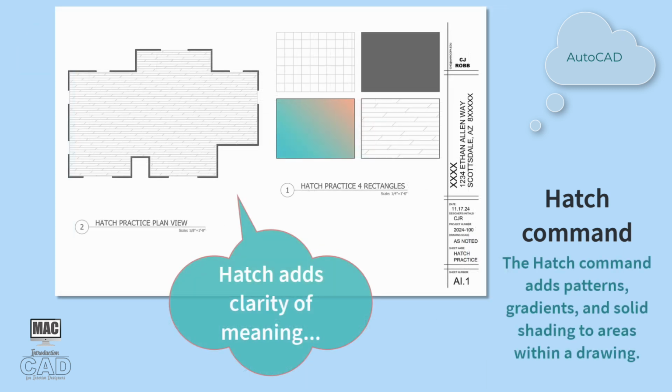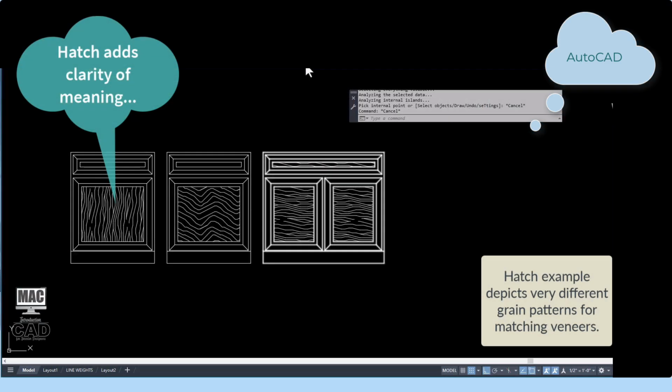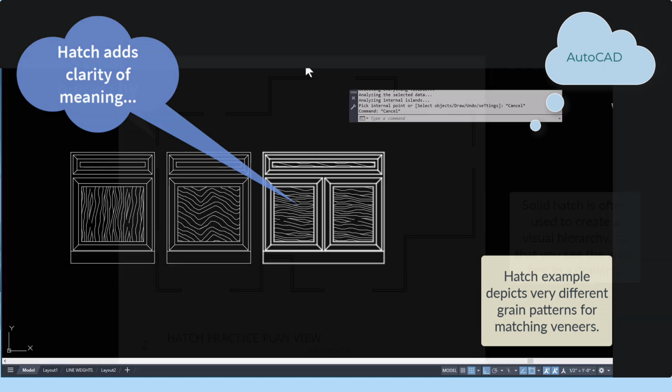The Hatch command adds patterns to floor plans, walls, and detail drawings to add clarity to the object it references. In this example, the hatch pattern helps to provide meaning to the flooring material for the interior design. In this example, the hatch pattern provides very specific definition to the type of wood grain used on the cabinet panel. These two examples show very different methods of constructing the recessed cabinet panel of a framed cabinet style.